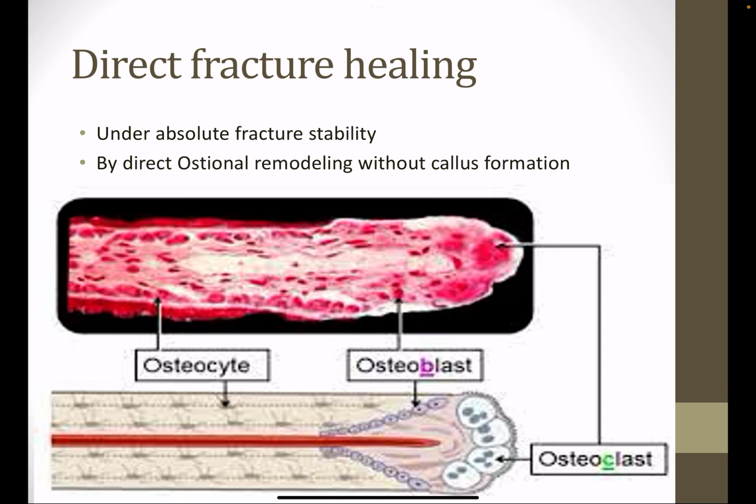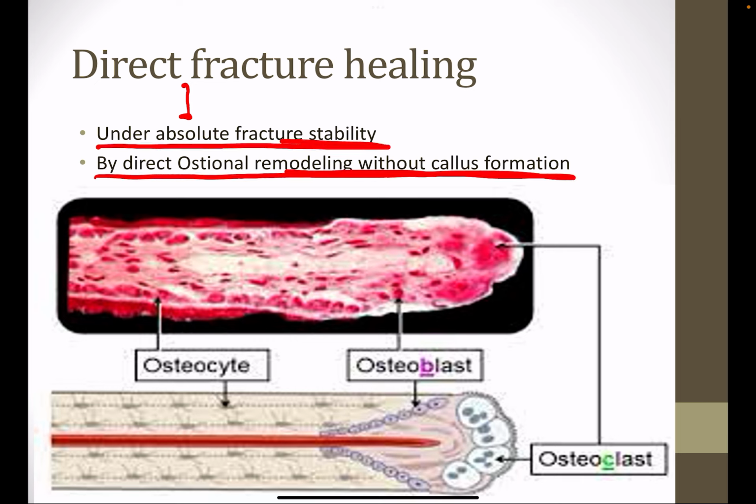So what is direct fracture healing? Direct fracture healing occurs in conditions of absolute stability and by direct osseous remodeling without callus formation. These are the topics which we know. It doesn't go into a callus stage or a soft callus stage. It occurs under absolute fracture stability. Now, how does it happen and what actually happens? We'll come back to this diagram after seeing the next slide, and then I'll tell you what makes what.